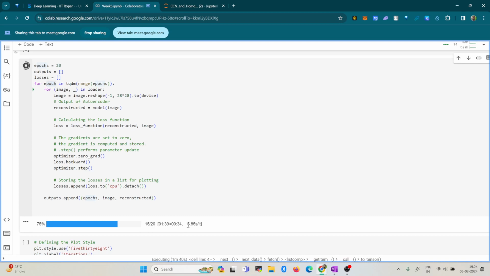It also tells you how many seconds it is taking per iteration, so in how many seconds it is performing one epoch, and how much expected time is left. This is not always accurate, but it gives you an idea how much time is left for the run. You can use TQDM for these purposes.